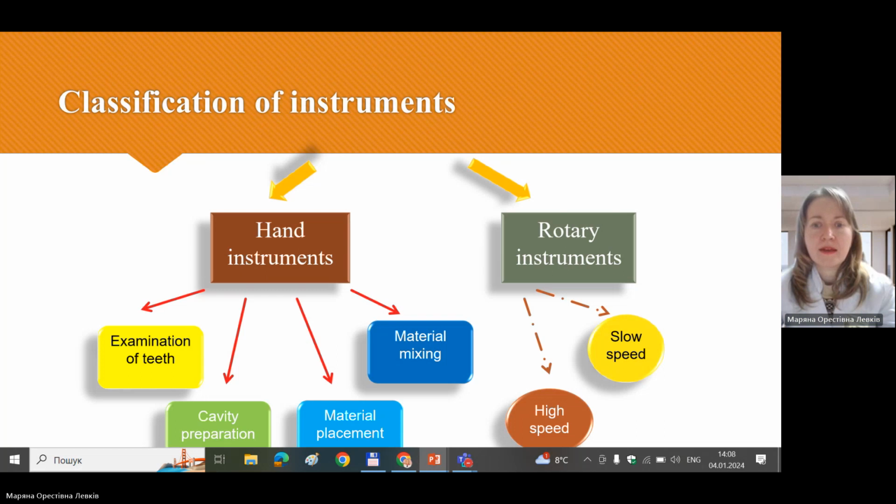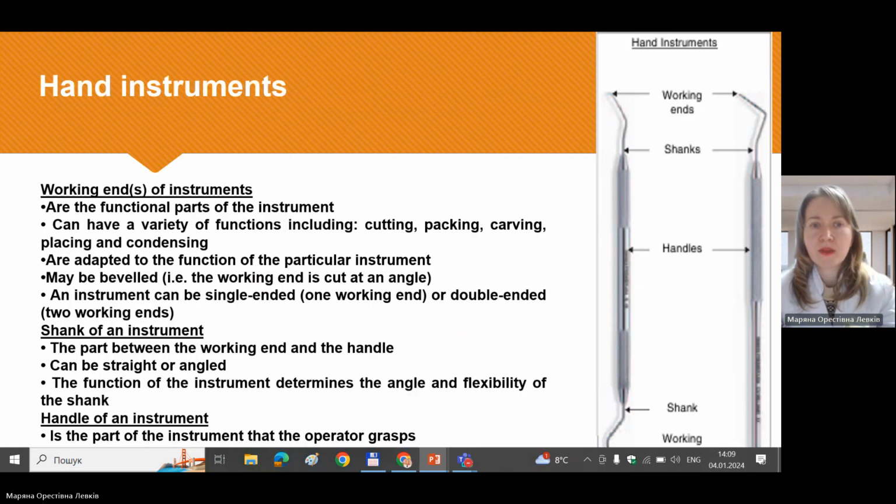Classification of instruments: hand instruments and rotary instruments. Hand instruments are for examination of teeth, for cavity preparation, for material placement, for material mixing. Rotary instruments can be slow-speed handpieces and high-speed handpieces. Structure of hand instruments. The working end is the functional part of the instrument. It can have a variety of functions, including cutting, packing, carving, placing, and condensing. It is adapted to the function of the particular instrument.